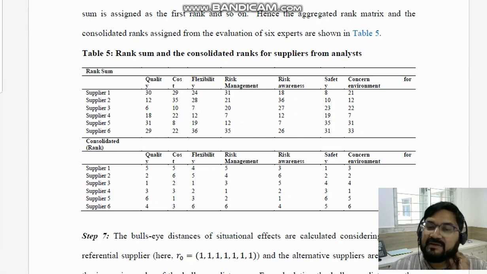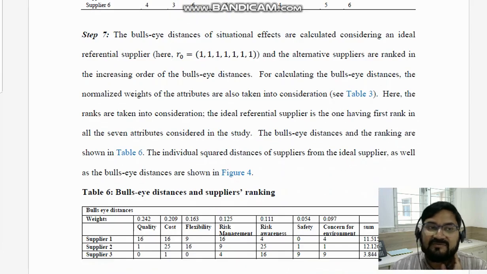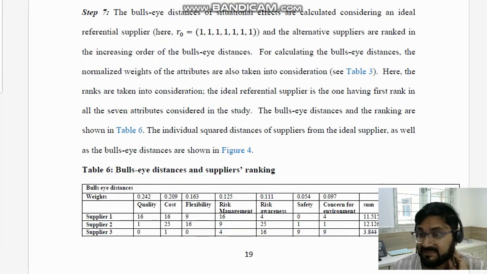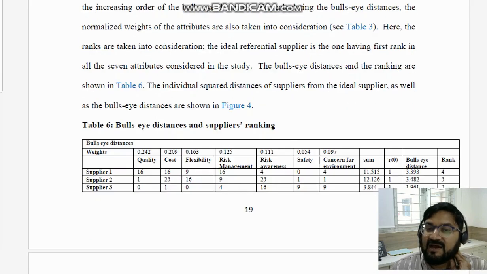Now we can calculate the bullseye distance. The first one is the rank sum matrix, and the second one is the consolidated rank matrix. This is how we consolidate the ranks here. Now how do we calculate the bullseye distances? Here there are 6 different objectives, so 6 situation sets: 1, 1, 1, 1, 1, 1. The ideal best alternative consists of rank 1 for all the criteria. That is what R0 represents, 1, 1, 1, 1, 1, 1. This indicates the best for all the criteria, the ideal referential supplier. From that we are calculating the bullseye distances.